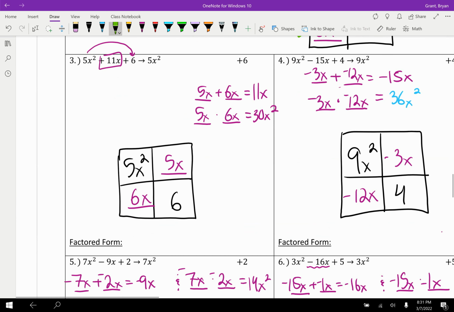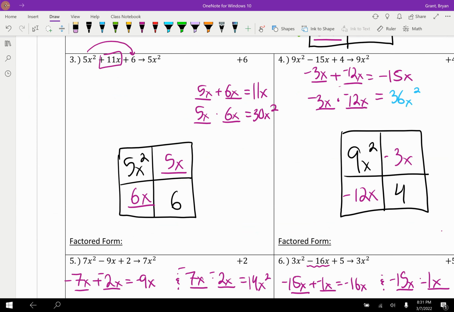Next one. Oh, 5x squared and 5x, that's an easy one to start with. 5 and x. 5x times x is 5x squared. 5x times 1, x times 6. Bonus box, 6 times 1 is 6, we're good. And so my final factored form, 5x with a positive 6, x with a positive 1.